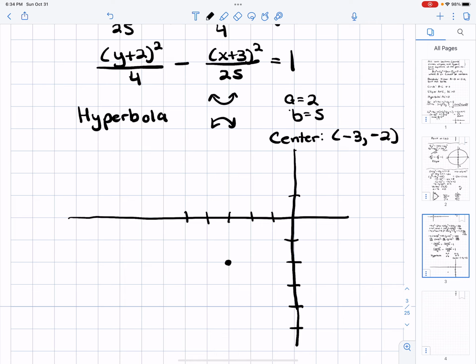Let me draw some little marks on my axes so I can count. Each one just represents a unit. Okay, so a is 2. That's along the y, along the vertical axis. So from the center, we need to go up 2 and down 2. And that's actually going to be my vertices. So we have a vertical transverse axis.